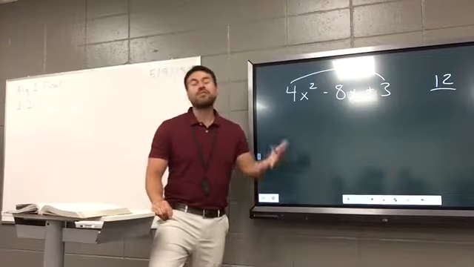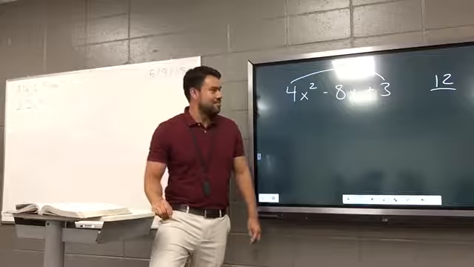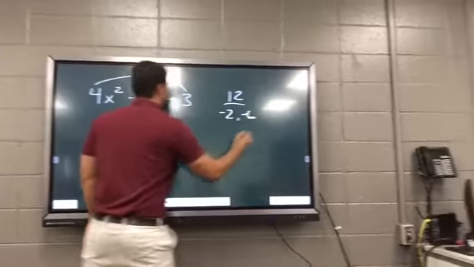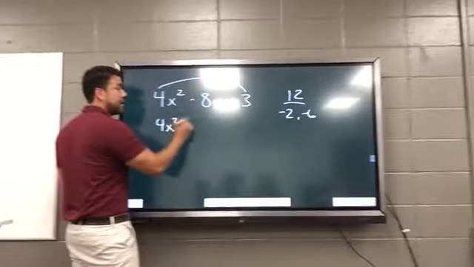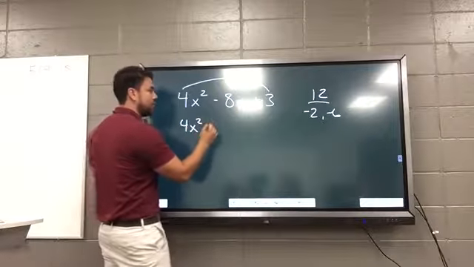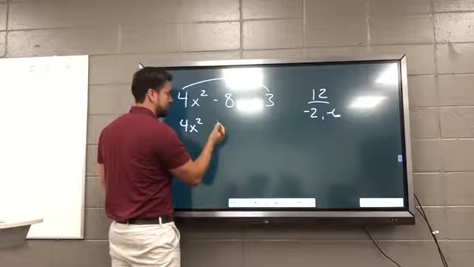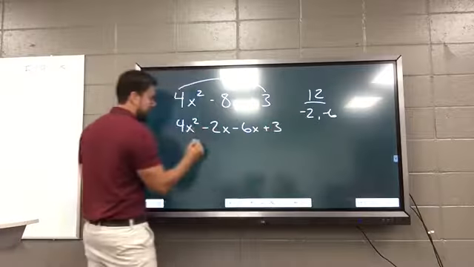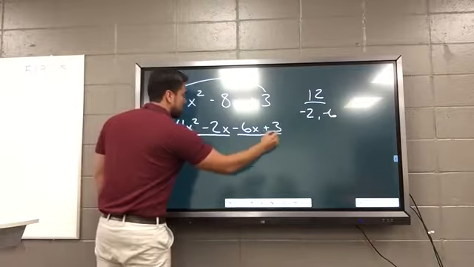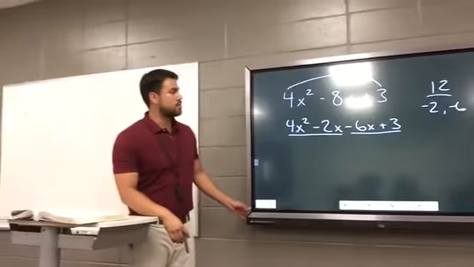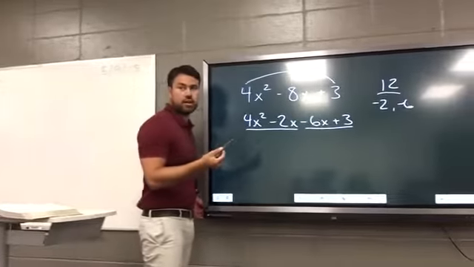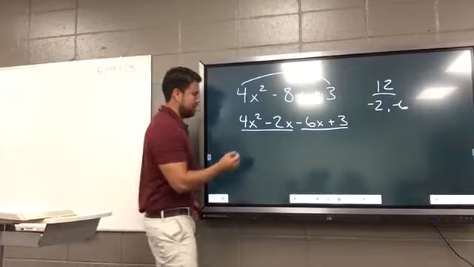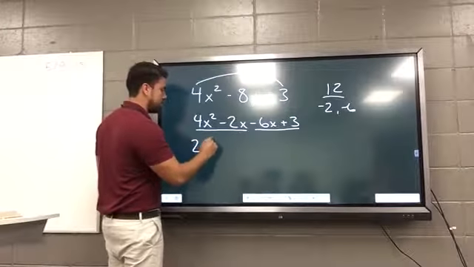Okay. What are the two factors of 12? Sorry about that. Okay, good. Negative 2, negative 6. So you get your 4x squared. And it doesn't matter which one you put as long as you can do your factor by grouping. I'll just go with this one. Okay. And so what factors out of the first two? What factors out of the second two? So who can give me the first two factored out? Brian. 2x. Okay, 2x. What's left?